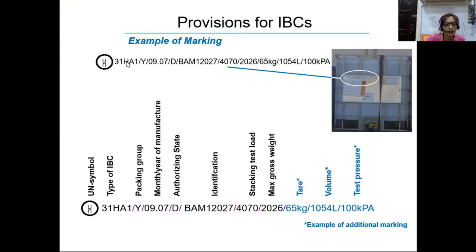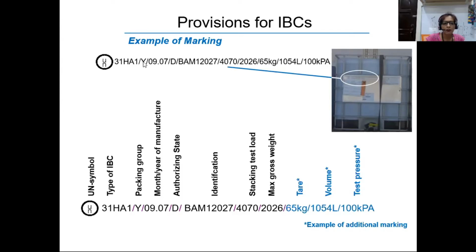So this is the inner, H is the inner when it's a composite packaging, and this is the outer. So the inner is plastic. 31 means an IBC made for liquid cargo. The material it is made out of: inner is plastic, H is plastic, A is metal, outer is metal. And then one is a subcategory of that.